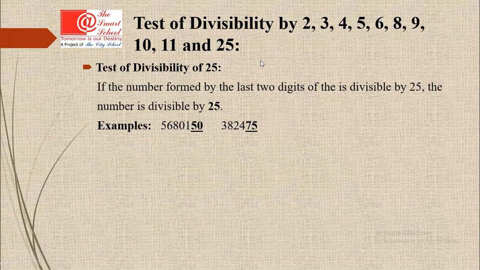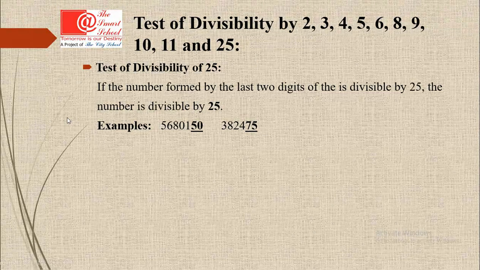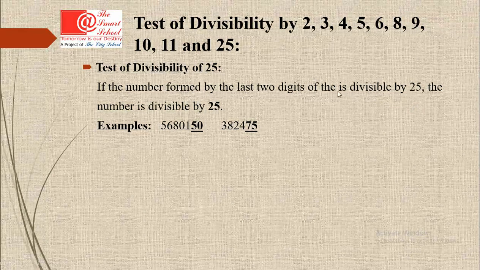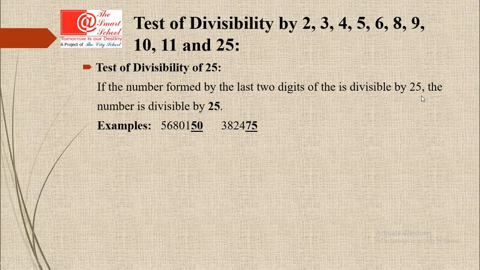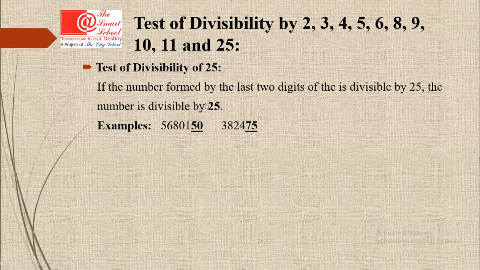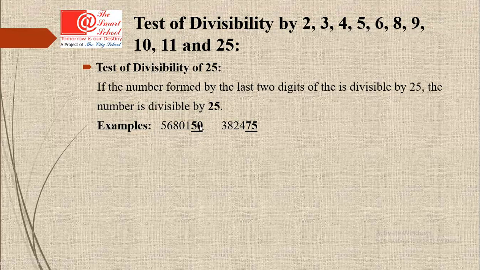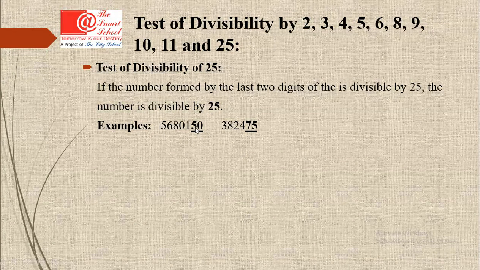Now the last test of divisibility is of 25. If the number formed by the last two digits of the given number is divisible by 25, the number is divisible by 25. So we can see a very big number. It is 5,680,150. So we will just ignore this whole big number. We will just check if 50 is divisible by 25. Yes, 50 is divisible, so it means this whole number is divisible by 25.